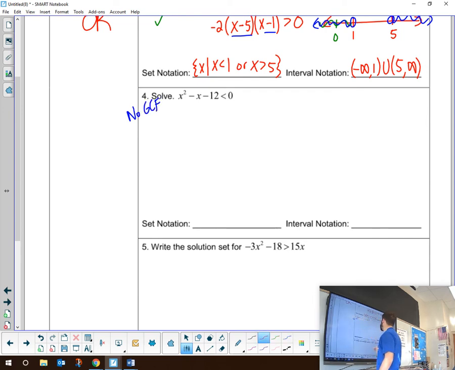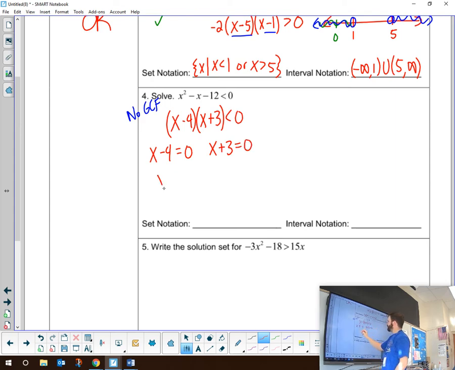And so my factors are just going to be x minus 4 times x plus 3 is less than or equal to 0. -4 times 3 is -12. -4 plus 3 is -1. So there are my factors. So we're going to set both of those equal to 0. x minus 4 equals 0, and x plus 3 equals 0. Add 4 to both sides, we get x equals 4. Subtract 3 from both sides, we get x equals -3.